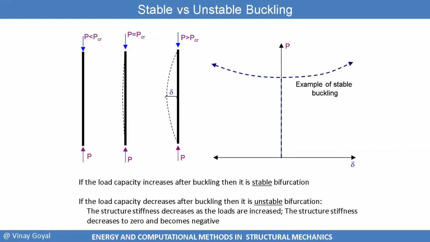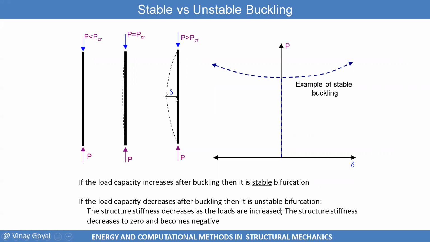If the load capacity decreases after buckling, so after this point it decreases, then it will be an unstable bifurcation point. The structure stiffness decreases as the loads are increased. The structure stiffness decreases to zero and can become negative. We'll talk about that later. But when I look at the slope of P versus delta, that's still positive, meaning there'll always be some resistance. If you apply that load axially to the ruler, that ruler will continue to require more and more load, and it's going to be harder to bend more and more. That's what's occurring with this curve: more load P, and I have a transverse deflection. That's exactly what you see in a ruler.